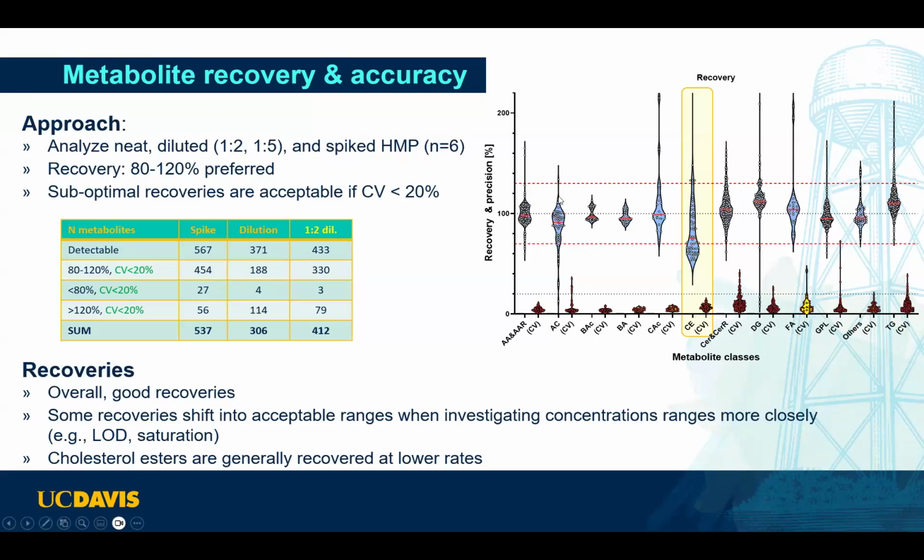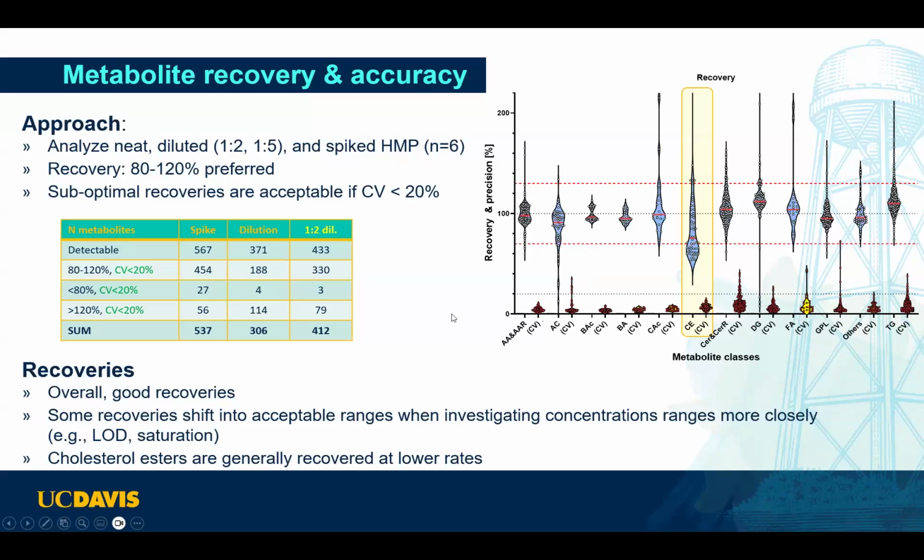And overall, you can see the recoveries were pretty good. If you look at the median bar here, it's around the 100% recovery we were hoping for. The red dotted lines are indicating the 80 to 120% recovery, and then the dotted black line down here is 20% for the CV. So you see the CVs are given here in the lower graph and the recoveries there.